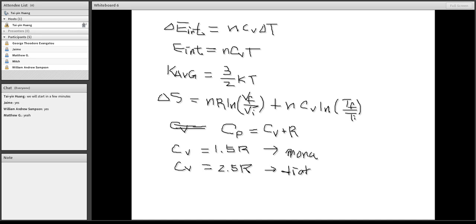And so once you know the Cv value, then you can calculate your Cp value. The other quantity that you might also need to calculate is your gamma, which is defined as Cp over Cv. So you can see that your gamma value will be different depending on whether the gas is monatomic or diatomic, because your Cp and Cv values will be different for different gases. That's that.